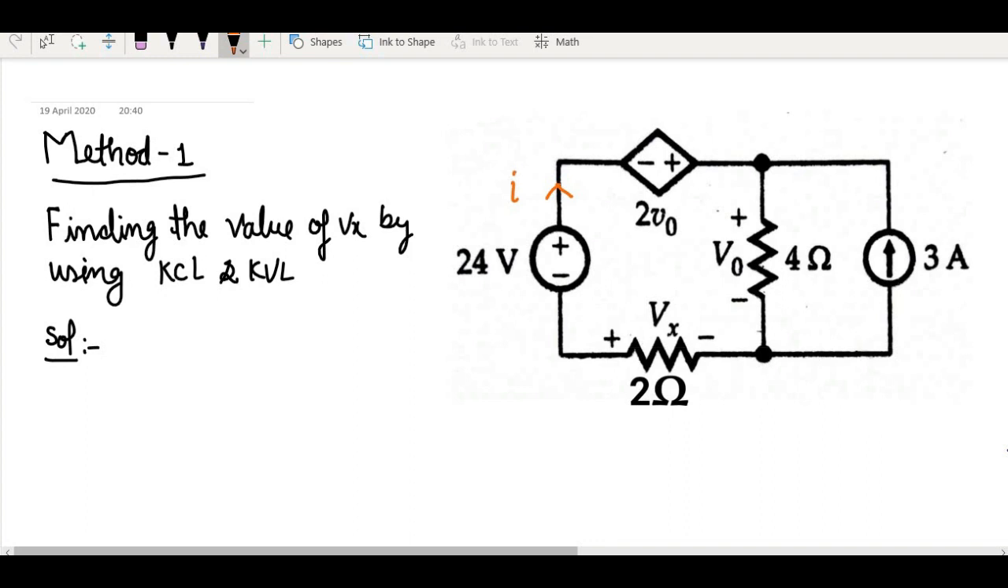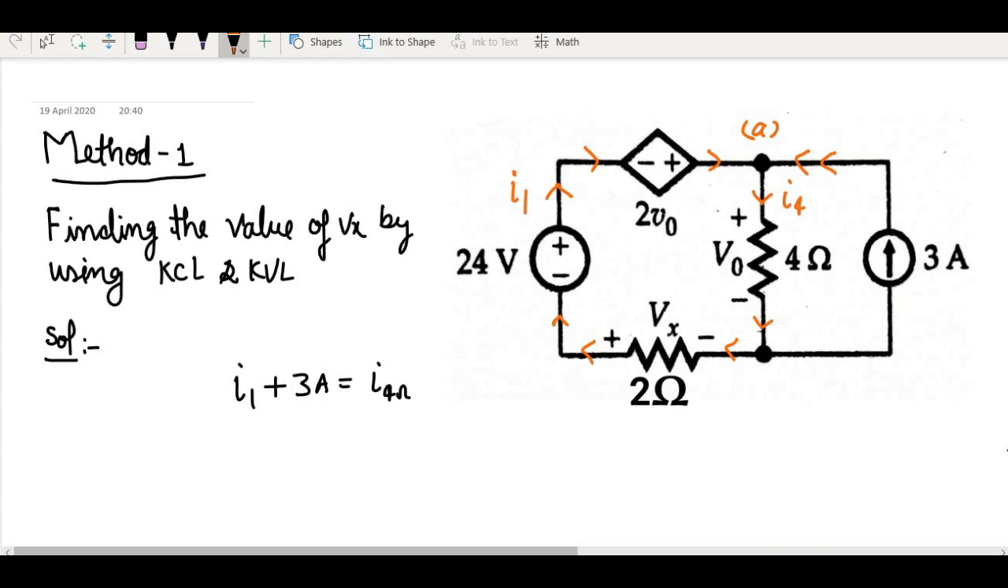Let's consider this is the current I1 which is flowing in this loop, and a 3 ampere current is also coming at this junction. Let us assume that this is junction A. Now applying KCL at junction A, incoming current I1 plus 3 ampere is equal to the current going in the 4 ohm resistor. Let us consider this current is I4.